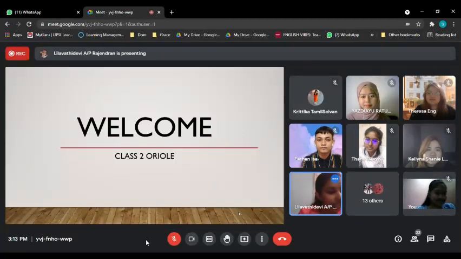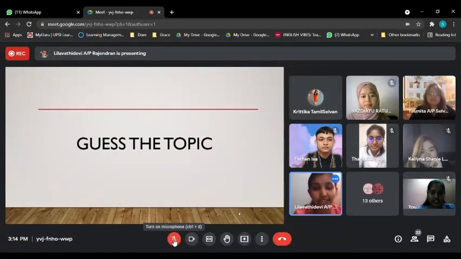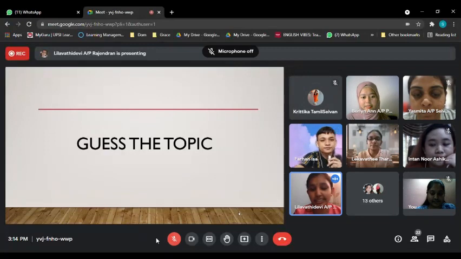So, today we are going to learn something new, which is scanning. I'm going to teach you a new reading technique. First of all, we are going to guess the topic of the day. I'm going to display a few pictures, and I want you to guess what the pictures are about and guess the topic later on. Can you understand? Yes, teacher.